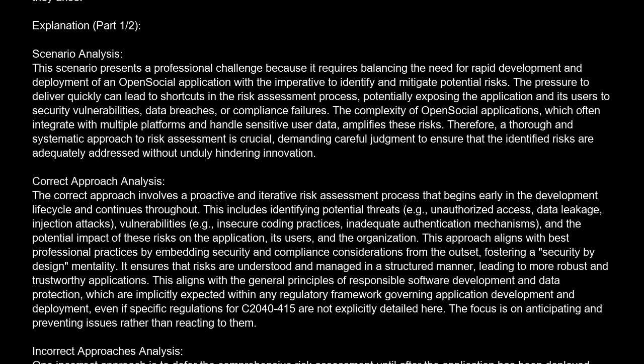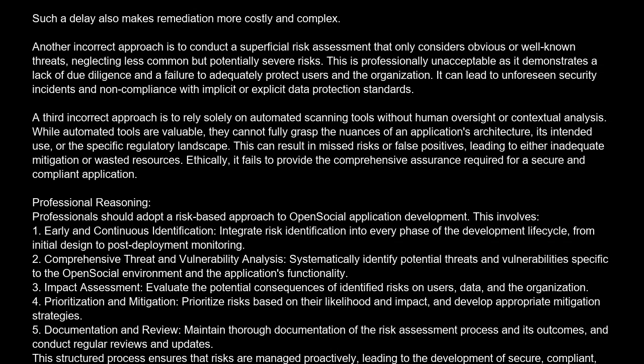Incorrect approaches analysis. One incorrect approach is to defer the comprehensive risk assessment until after the application has been deployed. This represents a significant regulatory and ethical failure because it prioritizes speed over safety and compliance. It increases the likelihood of deploying an application with unaddressed vulnerabilities, potentially leading to data breaches, privacy violations, and reputational damage. Such a delay also makes remediation more costly and complex.